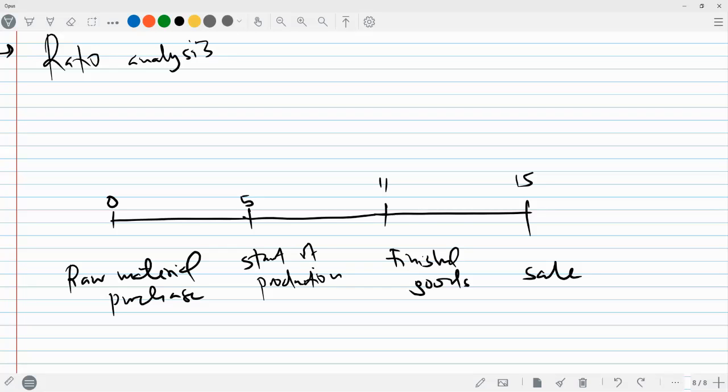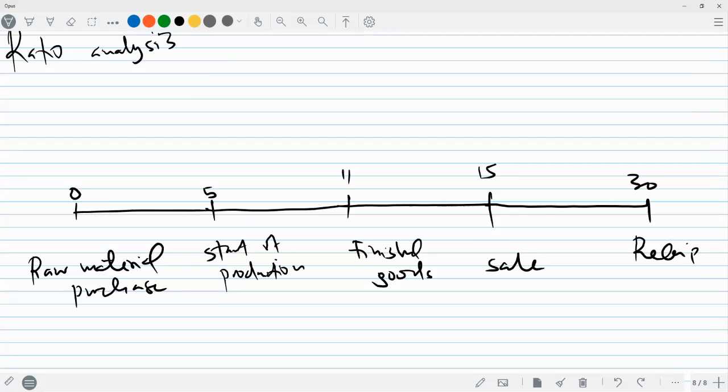So you as a company involved in manufacturing, you make a sale today, you don't get the money immediately. You get the money, for example, in 15 days' time. So 15 days later, in day 30, that's when you get the money. Therefore, this is the receipt of cash from the sale.